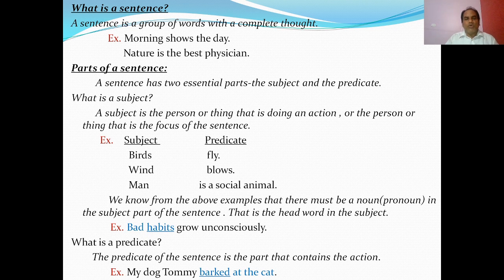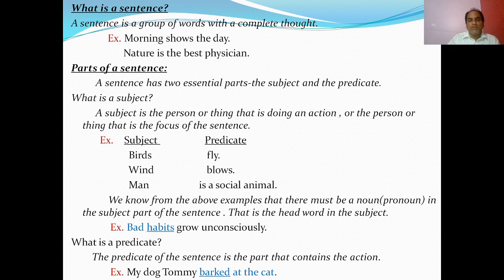So you see, wind blows. Who is the doer of the action? Wind, that is the subject. So you see, man is a social animal. Here man is not a doer, but man is the person that is the focus of the sentence. Who is a social animal? Man. So man is the subject, we know. And the rest, the other part of the sentence, is the predicate. Is a social animal is the predicate.